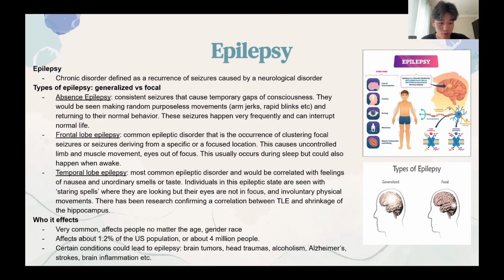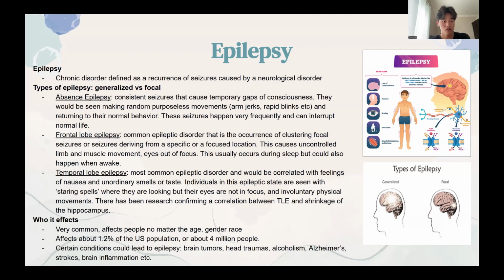The last one is temporal lobe epilepsy, and this is the most common type of epileptic disorder. It is correlated with feelings of nausea and unordinary smells or tastes. Individuals in this epileptic state can be seen with staring spells, which basically means that they're looking, but their eyes aren't in focus and they aren't seeing anything really. It also has involuntary physical movements. There's also been research confirming a high correlation between temporal lobe epilepsy and the shrinkage of the hippocampus. The hippocampus is actually in charge of your memory.